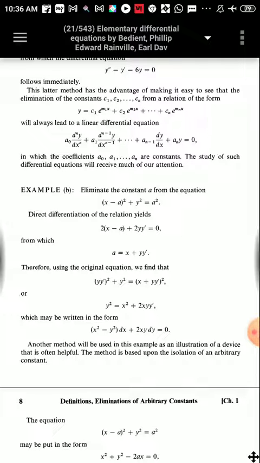Eliminate the constant a from the equation. Now here one equation is given to you. This is the relation in x and y: (x minus a) square plus y square is equal to a square.